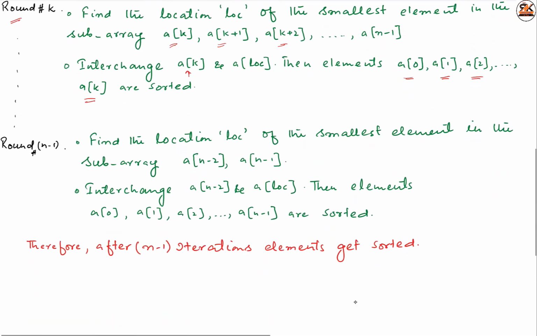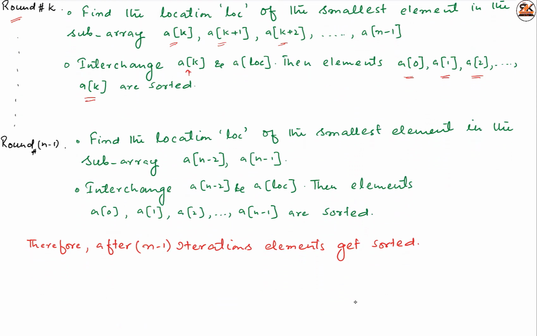Fine. And then we go to the last round, and in the last round we find the location of the smallest element in the sub array. For the last round we are left with the sub array an minus 2 and an minus 1, and we interchange the element at the location we have found for the smallest element with the first element. We interchange these two elements and we get the final sorted list as a0, a1, a2 up to an. So therefore we can say that after n minus 1 iterations we get the list of sorted elements.